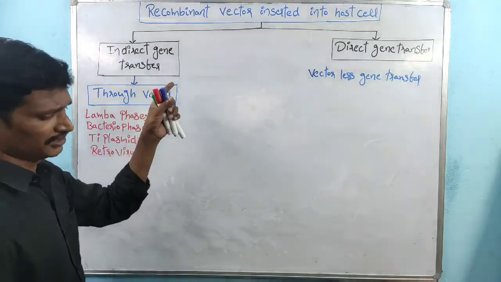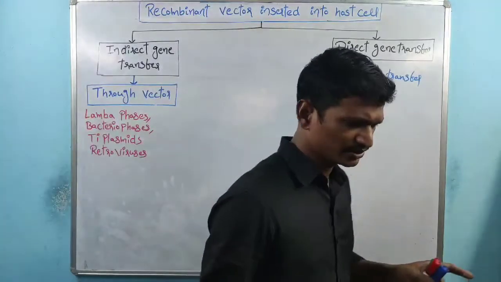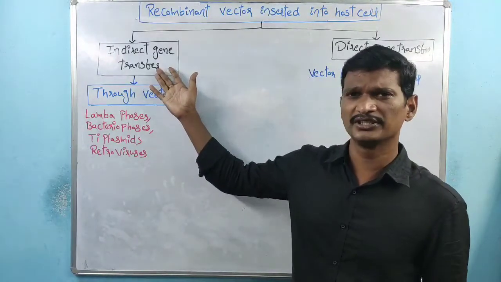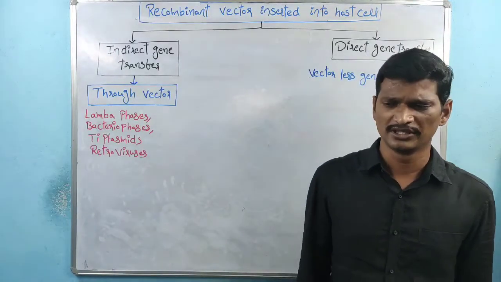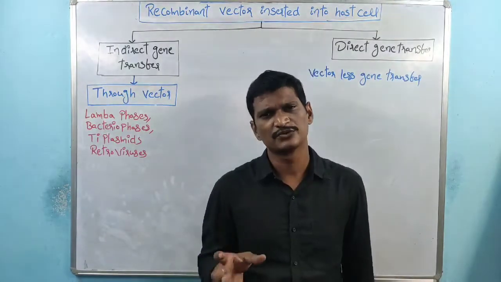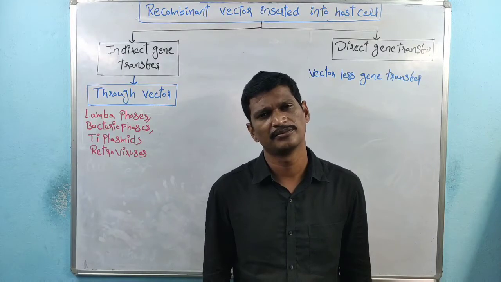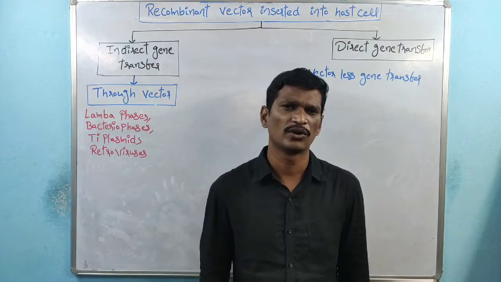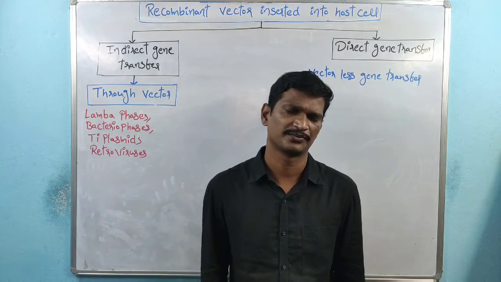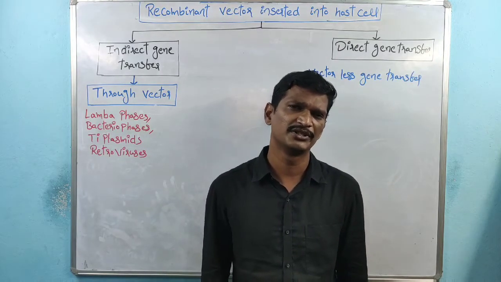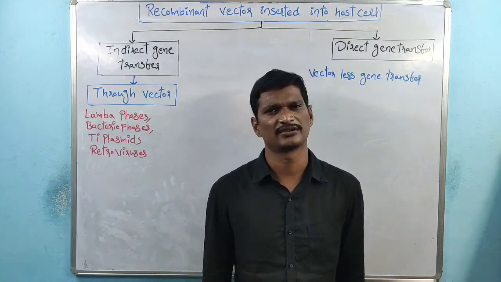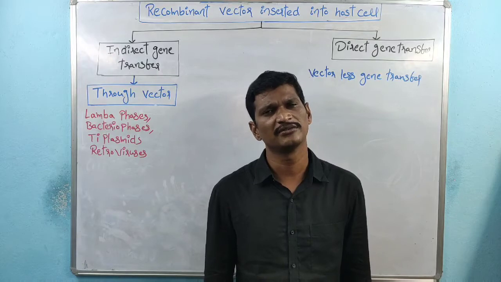In this process, two methods are there: indirect gene transfer method and direct gene transfer method. All of you remember, the desired gene is transferred into host cells majorly by two methods. One method depends on vector. The other method does not depend on vector.